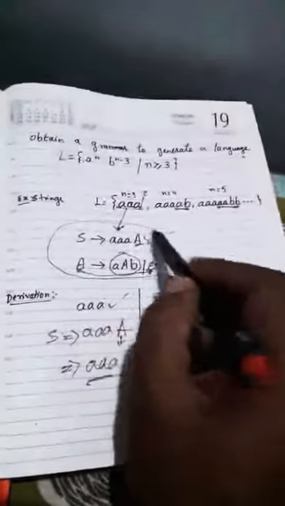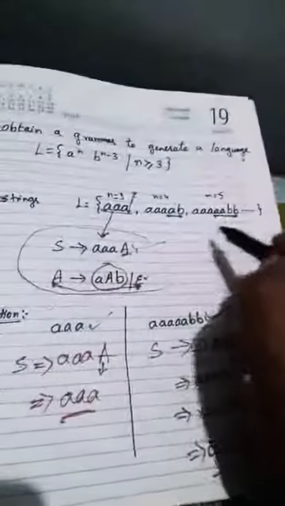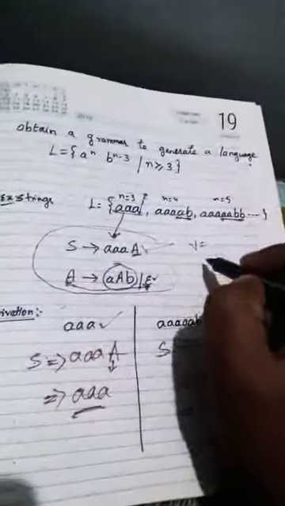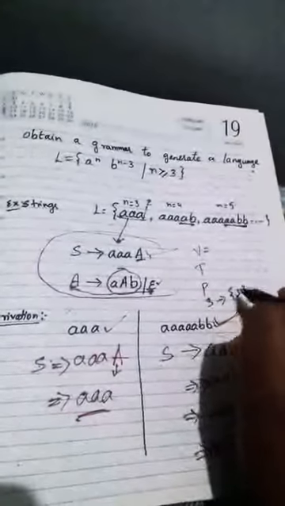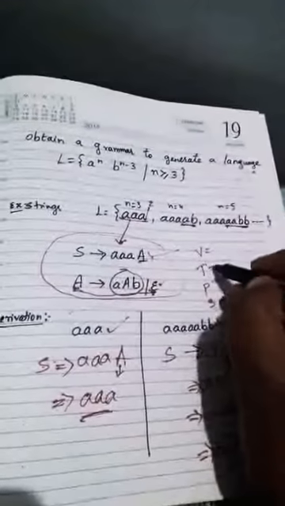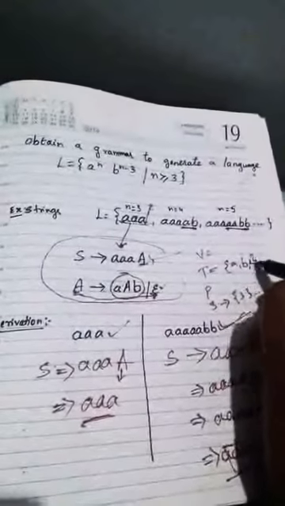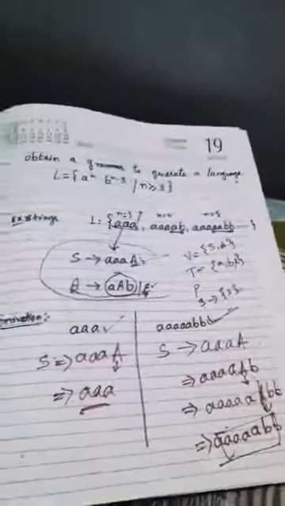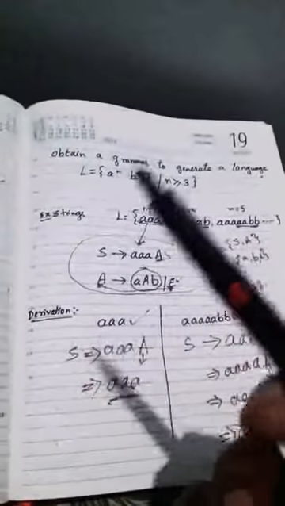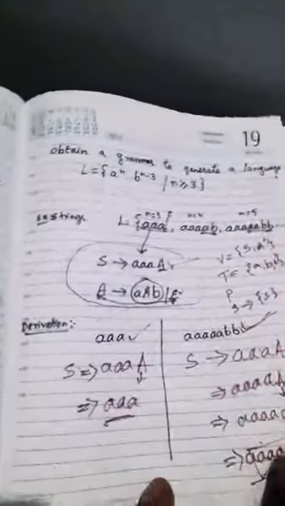So this is the grammar we have for getting a power n, b power n minus 3, where V, T, P, S: the start symbol is S, two productions we have, terminal symbols are a, b, epsilon, variables are S comma A. So this is the grammar for a power n, b power n minus 3, where n is greater than or equal to 3.